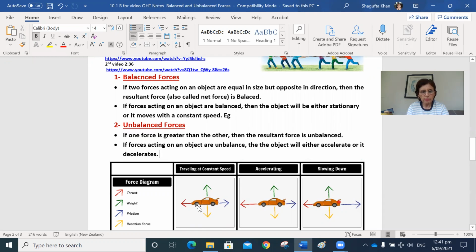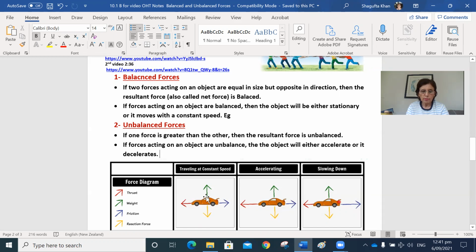Let's look at these two forces. The forward force is the thrust force, and the backward force is the friction force. Since these two forces are equal in size, in a horizontal direction, forces are balanced. So this car will be moving along to the left with a constant speed.